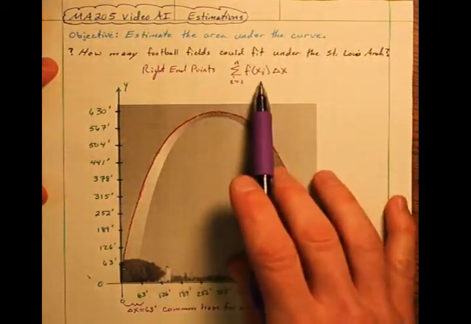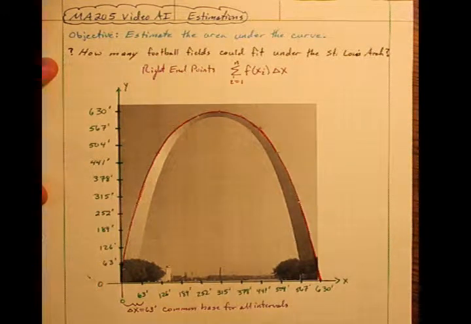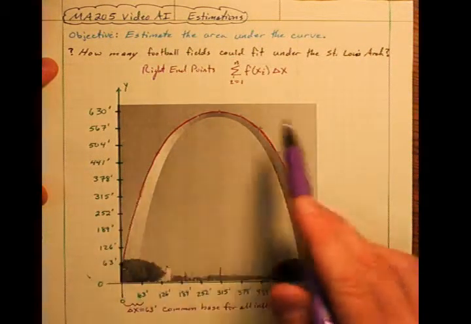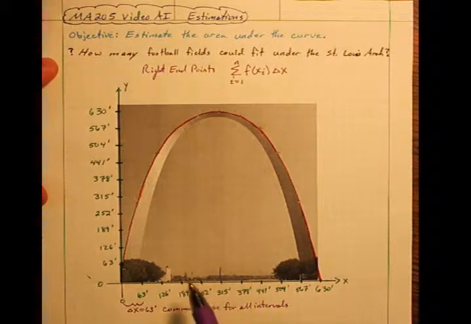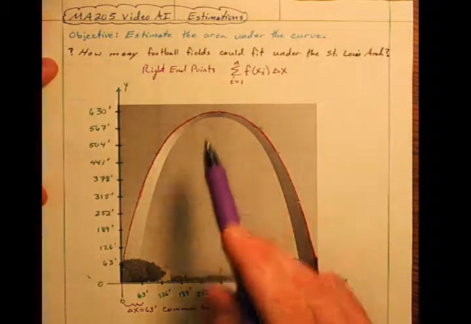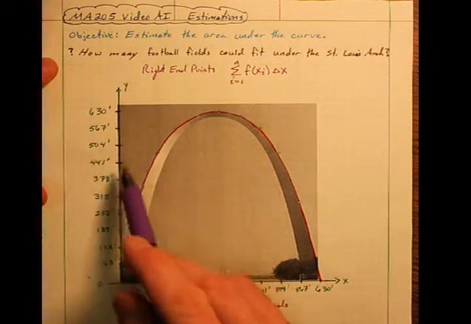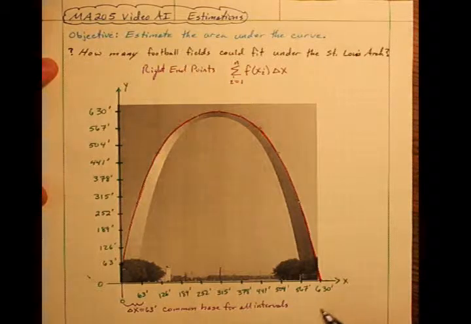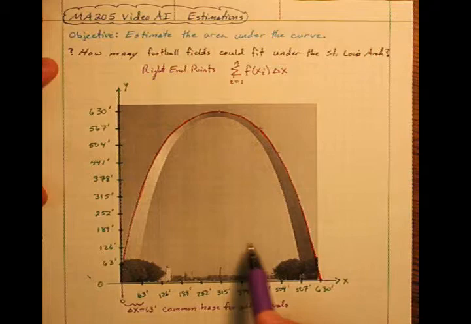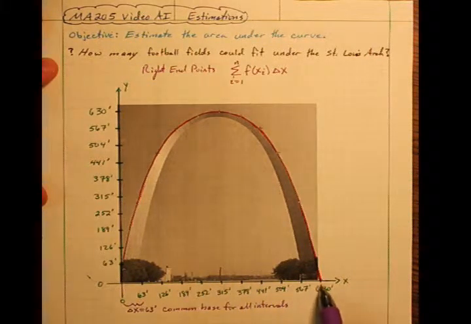This is the formula that will compute this for us. But we're just going to look at the arch. I've taken the arch, which is 630 feet in height and 630 feet in width, added a scale and broken it down into increments of about 1 centimeter, or in this case 63 feet each. I'm going to add 10 rectangles under the curve. I've divided my base, 630 feet, into 10 intervals, and each interval is going to be the base of a rectangle.